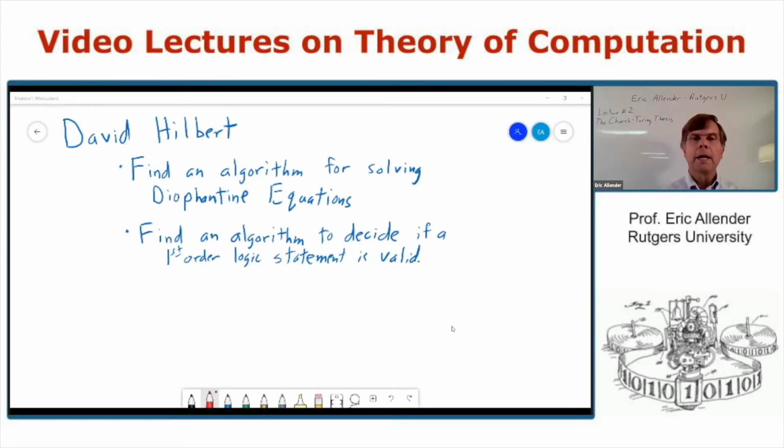Hello, and welcome back to the next lecture in this series about the Church-Turing thesis. Why are we talking about the Church-Turing thesis? What is it? Why are we talking about Turing machines at all? Well, we have Alan Turing to thank for that.